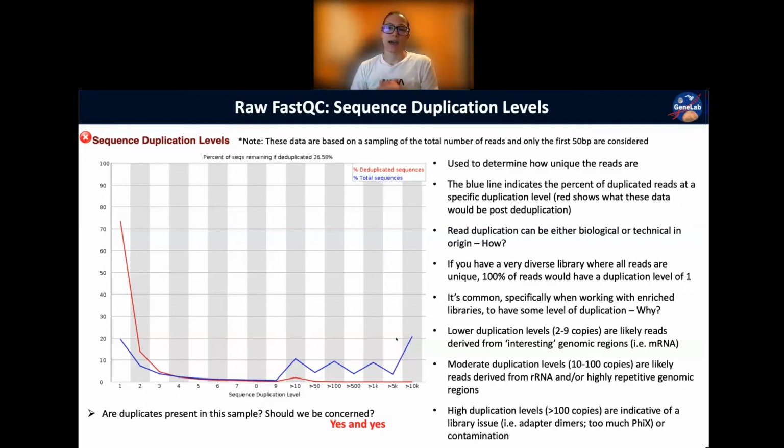And then we also have, which I don't have on here, which we'll see when we run this in our Jupyter notebook, overrepresented sequences. So then we could start doing a BLAST search on those overrepresented sequences and see what they are.